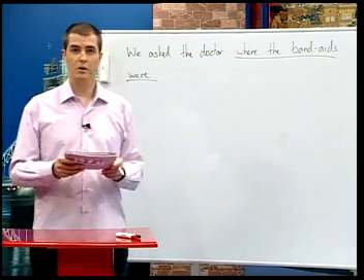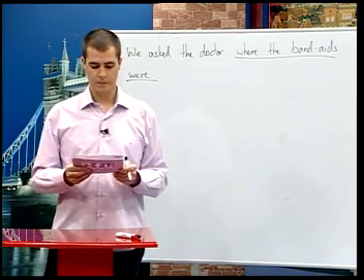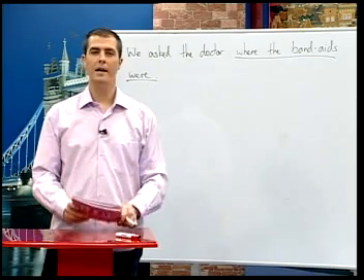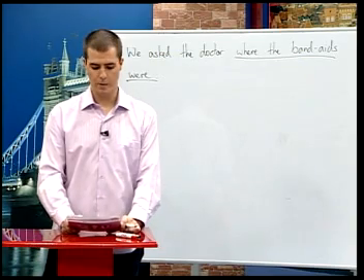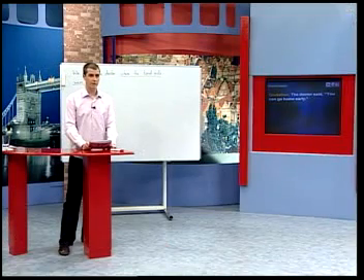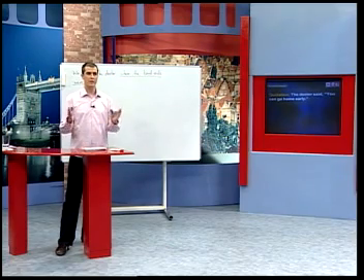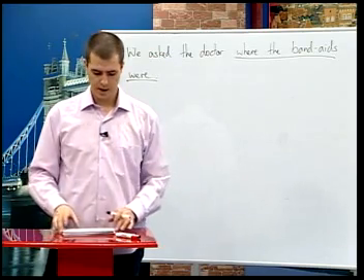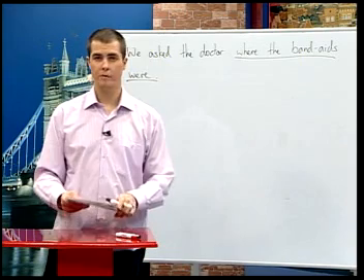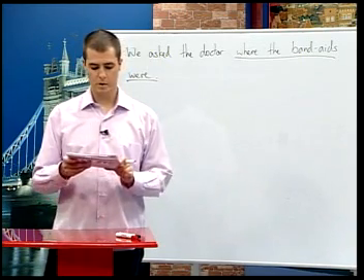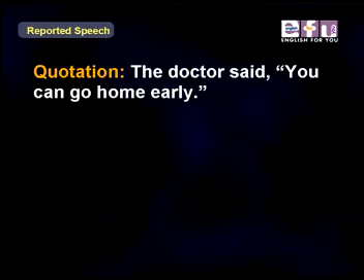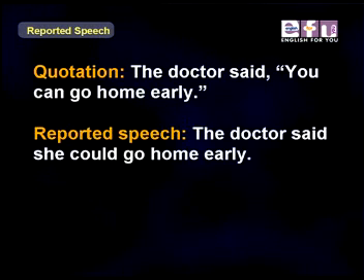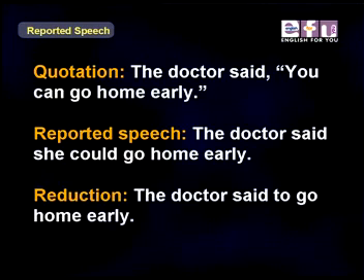Now, finally, let's look at clause to phrase reduction. Now remember, a clause is a part of a sentence with a subject and a verb, and a phrase does not have a verb. So we're going to reduce, or make smaller, clauses with a subject and a verb down to only a phrase. Let's begin with a look at reductions of commands. Here are some examples. Quotation: the doctor said, you can go home early. Reported speech: the doctor said she could go home early. The reduction: the doctor said to go home early.